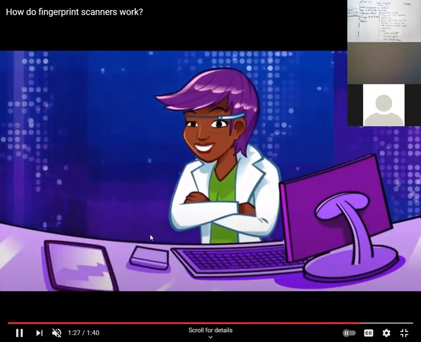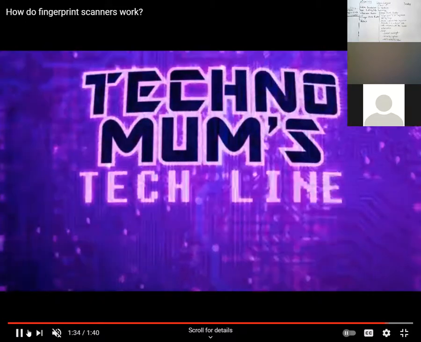In this way, a scanner works. Here you can see the impression as well. Okay.